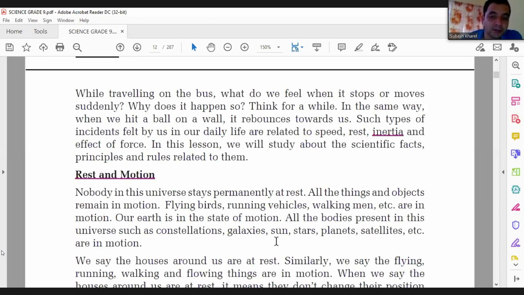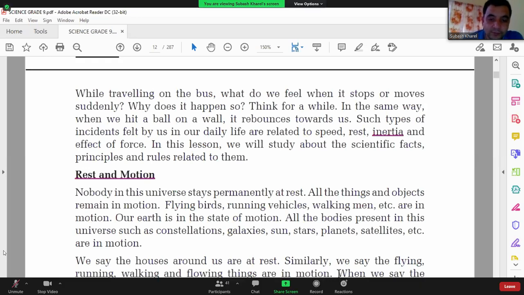All the things remains in motion. Flying bird, running vehicle, moving man etc are in motion. Our earth is in the state of motion, right? Constellation, galaxy, cows, all of them are revolving around another body, isn't it? Remember in solar system revolves around the sun, isn't it? Our sun lies in which galaxy? The sun galaxy ma Milky Way.